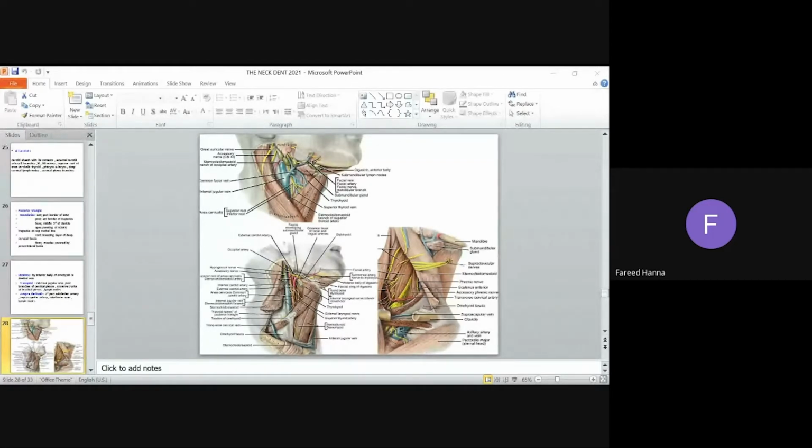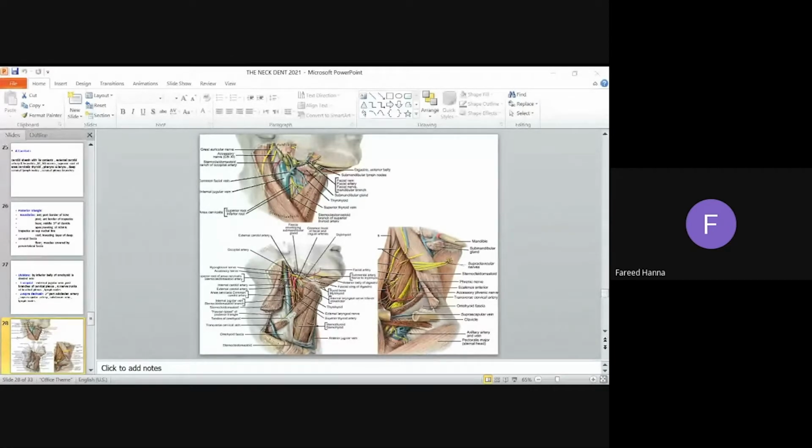The anterior triangle is bounded by the base of the mandible superiorly, the anterior border of sternocleidomastoid, and the anterior median line. It is divided into 4 triangles by the 2 bellies of the digastric muscle and the superior belly of omohyoid into the submandibular triangle, carotid triangle, submental and muscular triangles. These are the 4 triangles of the anterior triangle of the neck.